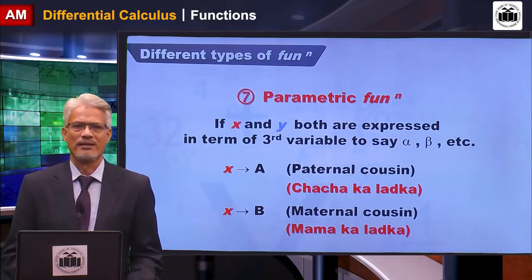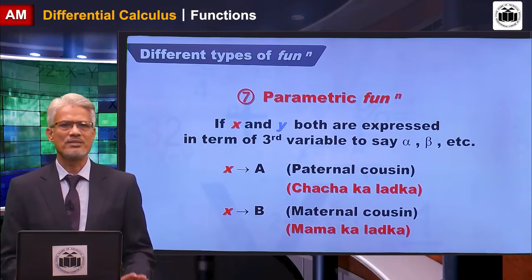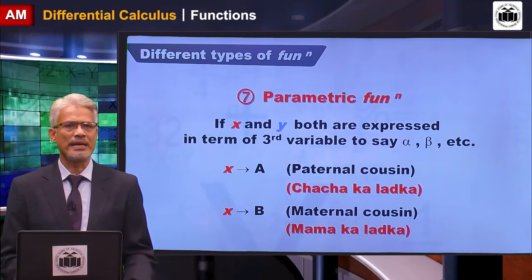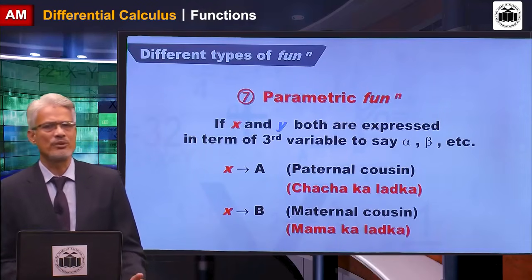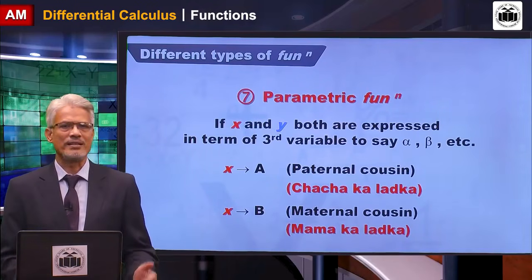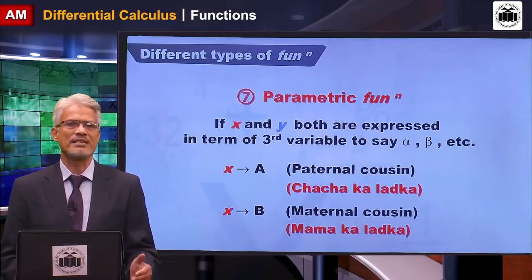Okay. There is no direct relation between A and B, but they are related through X. Since X is the brother of A and X is the brother of B, that's why A and B are supposed to be brothers of each other. Such a relation is known as a parametric relation. When it comes to mathematics, such a function is known as a parametric function.